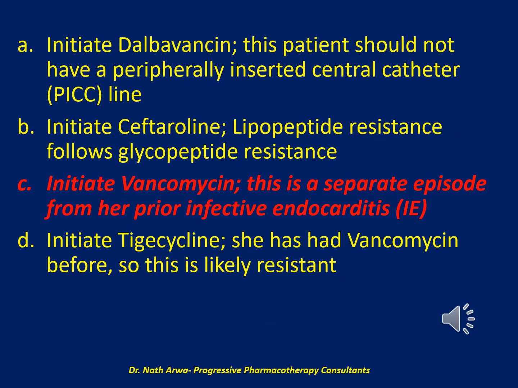And the correct answer is C. Initiate vancomycin, because this is a separate episode from her prior infective endocarditis. Staphylococcus aureus is virulent, and if this were a continuation of the same episode of endocarditis as before, the patient would likely not have lived for 3 years. She also has had risk factors for reinfection since the first episode, continued intravenous drug use. Thus, this is most likely a new infection, for which vancomycin would be an appropriate empiric option.